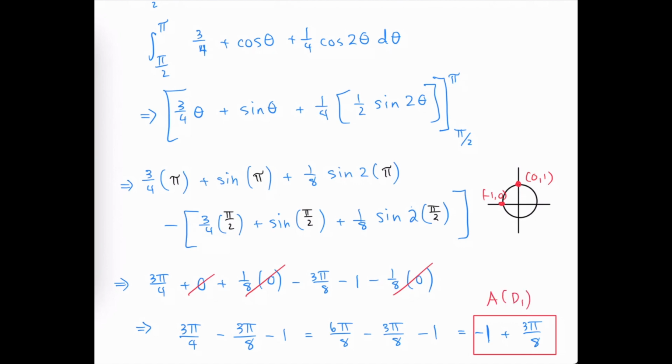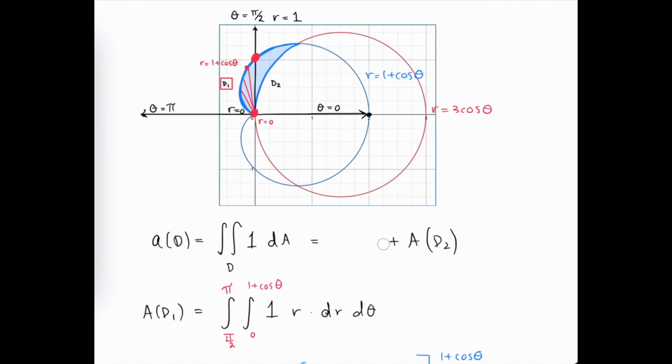We called it D1. So let's come back up here and begin to add these two things together. So our area of D1 was 3 pi over 8 minus 1. And now we need to determine the area of D2. Before we move on to that, though, I do want to make sure that we remember D1 is just this portion here, D2 is just this portion here.